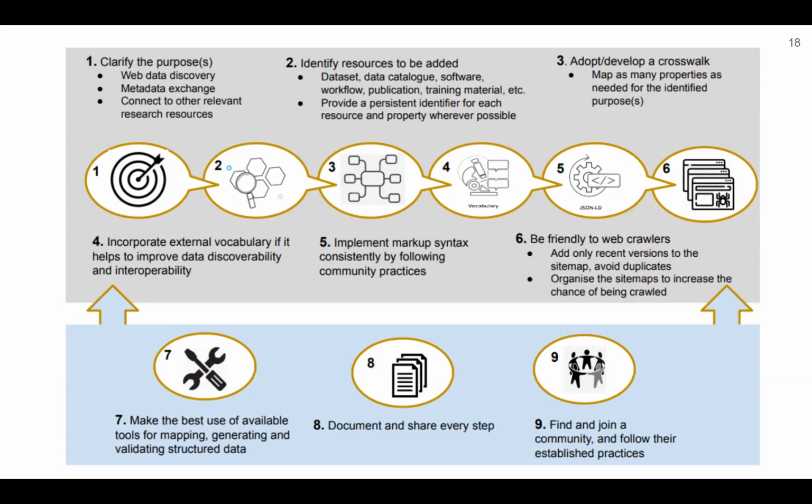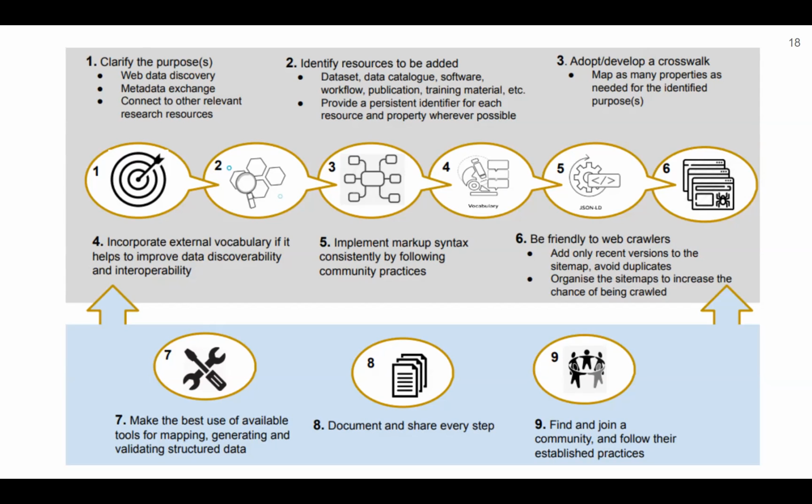Then you need to identify the resources that you want to mark up. You don't have to mark up everything. There is no need. What you want to mark up will depend on the purpose. So once you know the purpose, you can identify the resources that you want to add markup to. It is very important that you provide persistent identifiers for the resources that you are marking up. This is aligned to citation principles, to persistent identification, and to the findability of the FAIR principles as well.